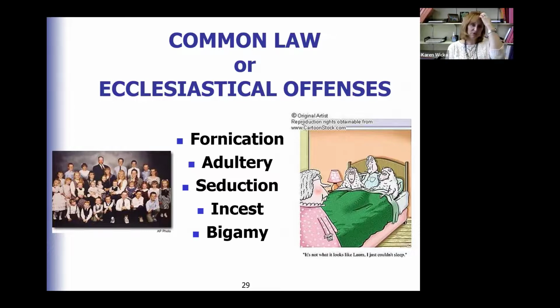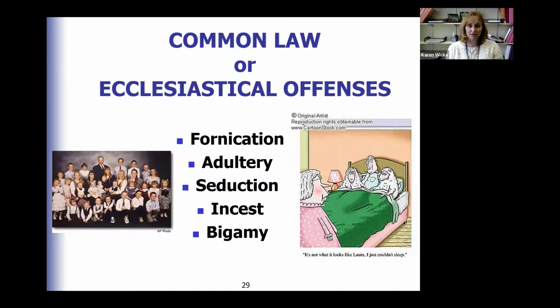Seduction was a common law morality crime where the male would promise marriage in order to have sex. That was defined as seduction, obtaining sexual intercourse with a false promise. So it was still consensual, but it was based on a false promise.